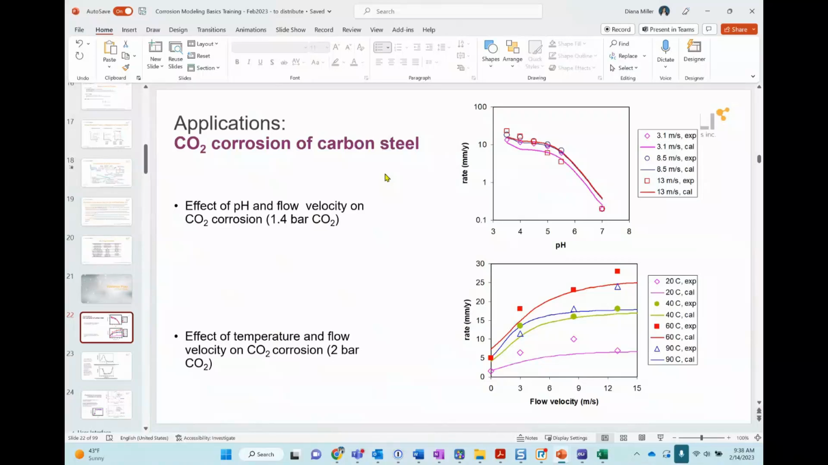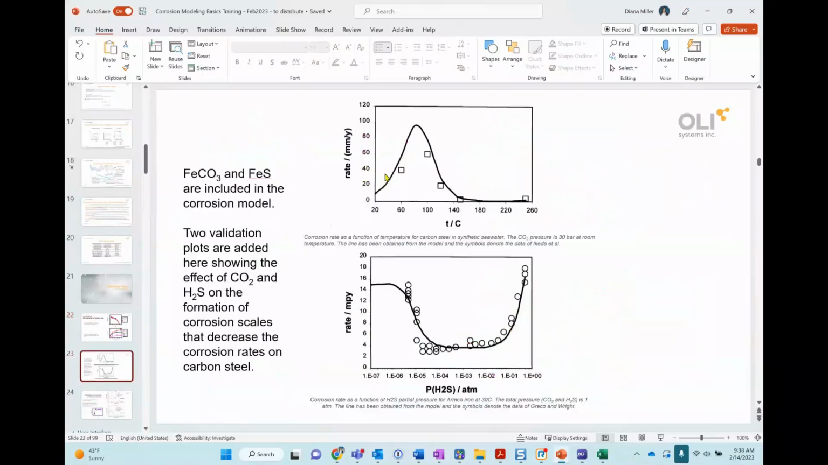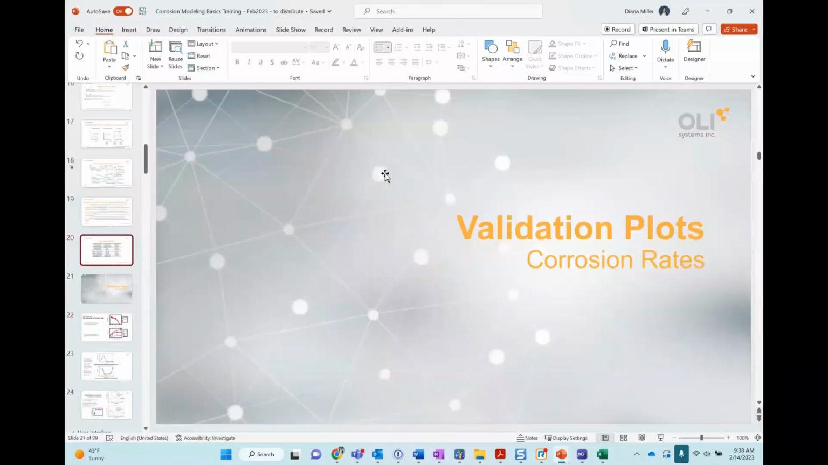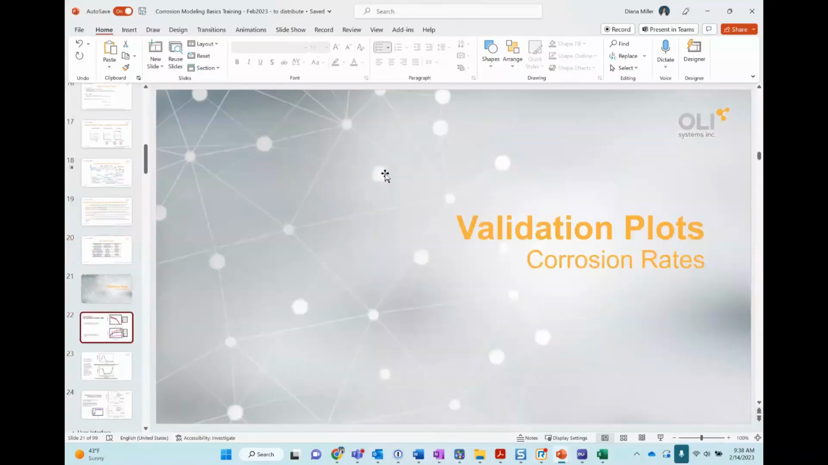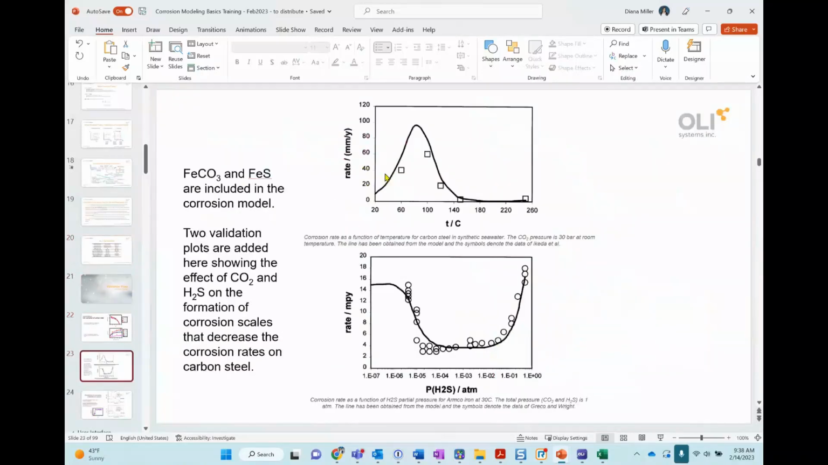Okay, so all of these are validation plots. We have them for all the different alloys that I am showing here. All of those alloys have some sort of validation plot. This is a validation plot I like to show because it's relevant, especially for oil and gas. We also include in the corrosion rate the effects of corrosion scales, iron carbonate and iron sulfide.